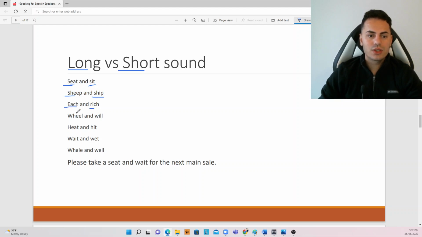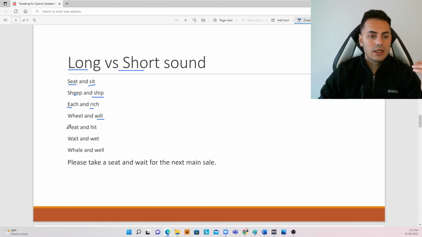Each, rich. Wheel, will. So you have to differentiate between the long vowel sound and the short vowel sound. Very simple. Just make sure you go longer with the vowel sound when it's a long sound. Now you could ask for a rule. Unfortunately, because it's a phonetic language, there is no fixed rule. But I would say in too many cases when you have two vowel sounds, similar or different, the sound would be long.